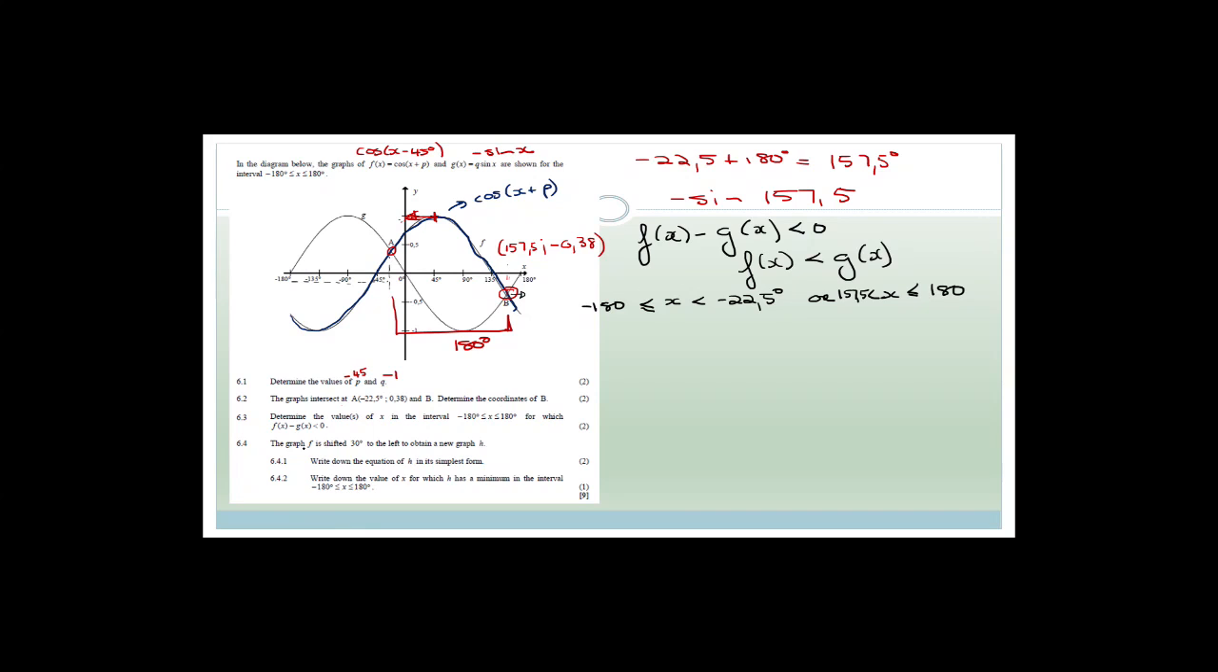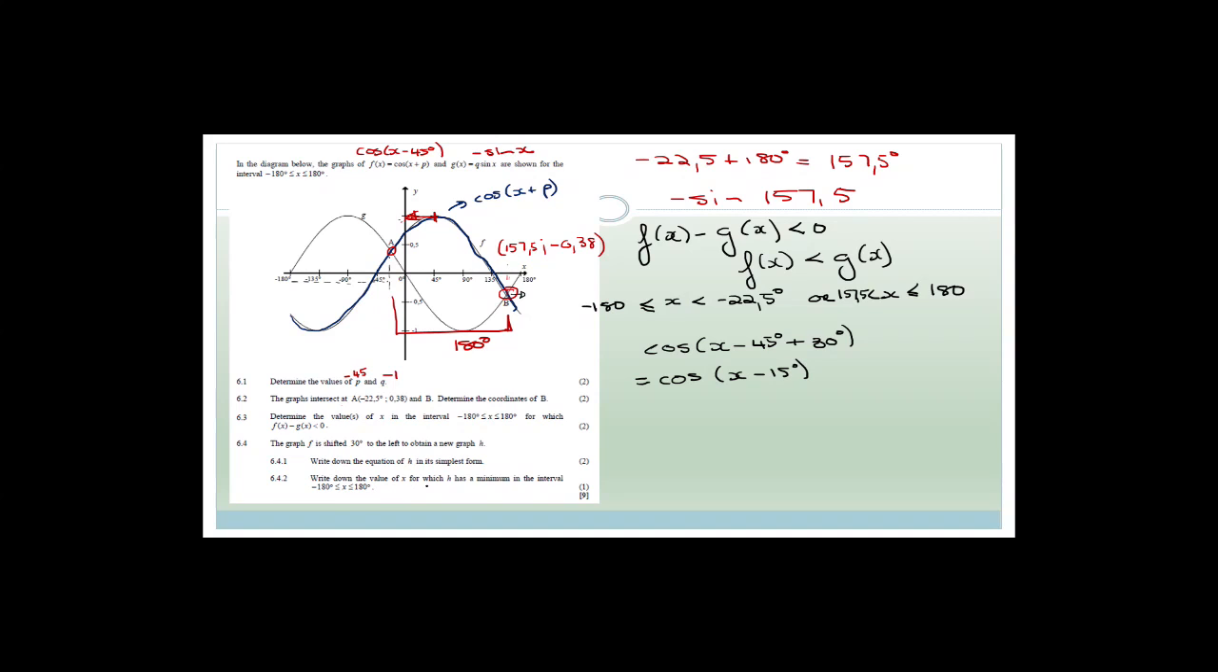Right, now it says the graph f is now shifted 30 degrees to the left to obtain a new graph h. Write down the equation of h in its simpler form. So we're taking cos of x minus 45 degrees and we're adding 30 degrees because we're now moving it to the left. So therefore it's cos of x minus 15 degrees.